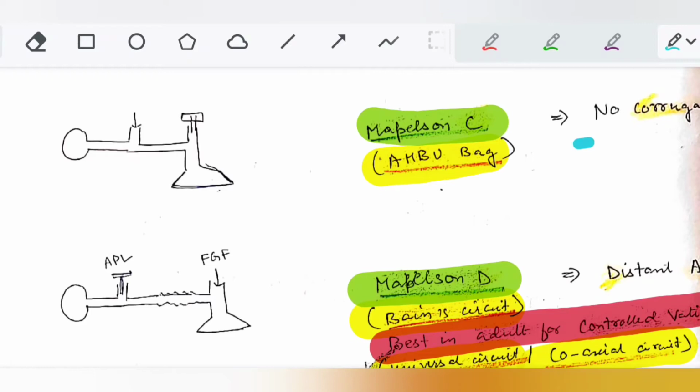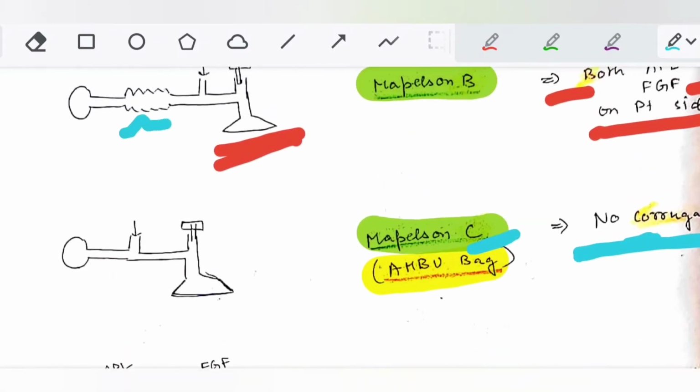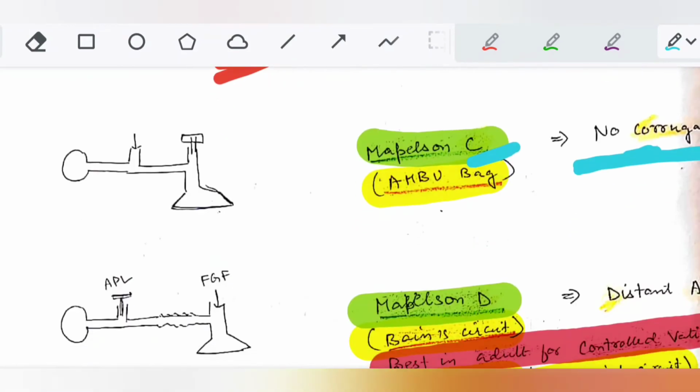In Mapleson C there will be no corrugated tubing, that is, no corrugation. C for corrugation, C for Mapleson C. Here you saw that there is corrugated tubing, but in Mapleson C the corrugated tube is absent. An example of the Mapleson C circuit is the AMBU bag. The AMBU bag is used for resuscitation in babies, and sometimes in adults also. So the AMBU bag is an example of Mapleson C.